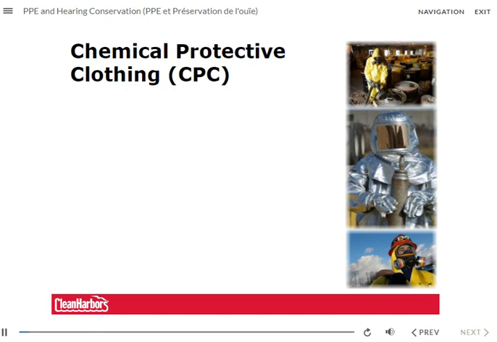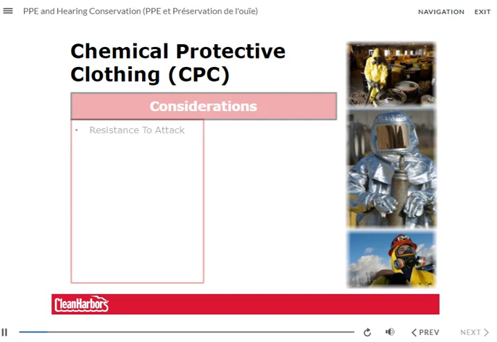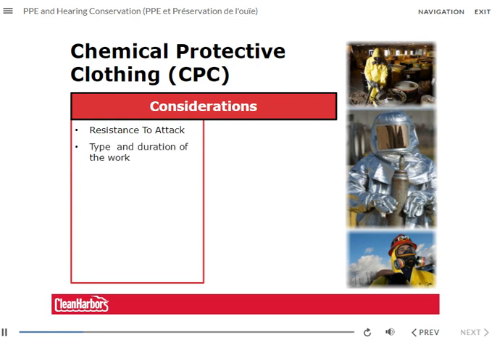When selecting chemical protective clothing, the items to consider are the material's resistance to attack. This is why permeation protection from specific chemicals is examined. Also consider the type of work to be completed and how long it may take, the likelihood of contact and what parts of the body will be impacted, and whether the garment needs to be decontaminated and reused, or if it will be disposed of after use.